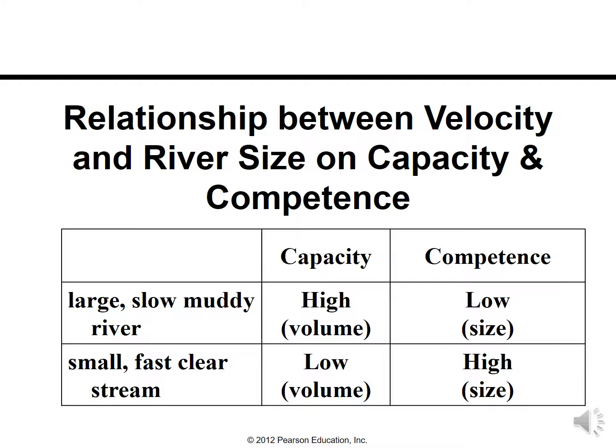This is the chart just to simplify what we just discussed. Capacity, competence. The large, slow, muddy river, capacity is high. Example, delta. The capacity is low in a small, fast, clear stream, like a young stream. You can see clear water. The competence, the size of the particle that the stream can move, is very small, very low here.